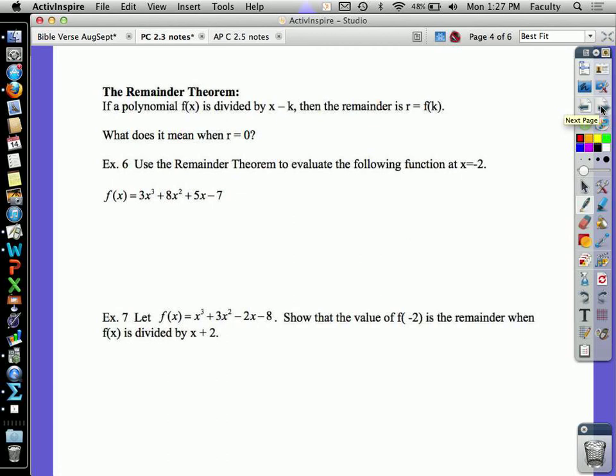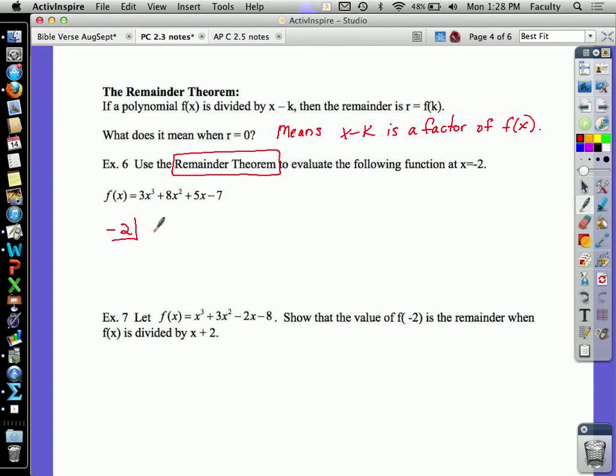What does it mean when r equals 0? That means x minus k is a factor of f of x. It means it went in evenly. Now I want you to look at the wording in example 6. It says use the remainder theorem. It doesn't say evaluate it by direct substitution, directly plugging a negative 2 in. It's saying use the remainder theorem to evaluate the following function at x is negative 2.